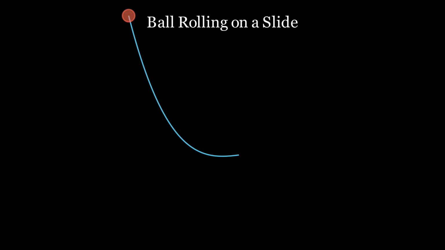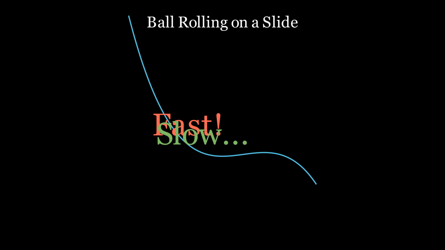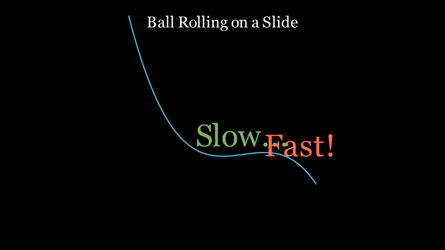For children, we can explain derivatives using a ball rolling down a slide. Watch how the ball speeds up on steep sections and slows down on flat paths. The derivative tells us how fast the ball is moving at each point. Big derivative means fast movement. Small derivative means slow.